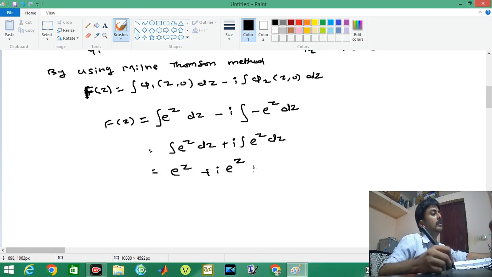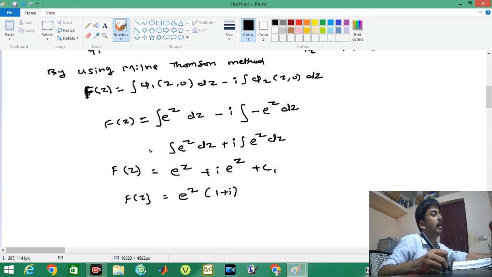then you will have a constant, but however we are going to write a constant at last for small f of z, so there is no need to write separately here. If you want, we can write c1, whatever it is. But we can take e power z commonly here, so we will have e power z into 1 plus i. This is our capital F of z.